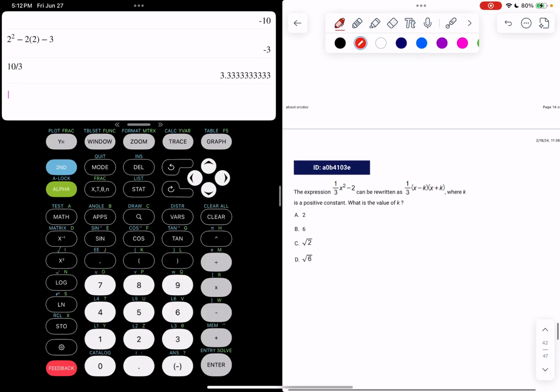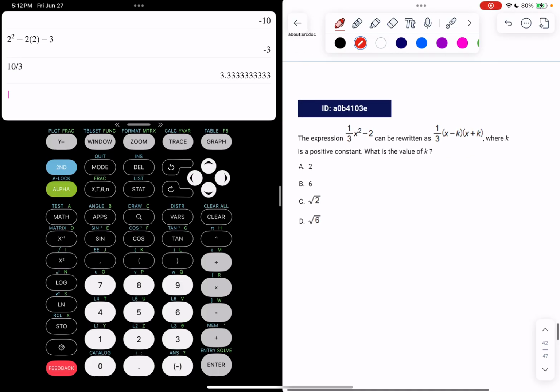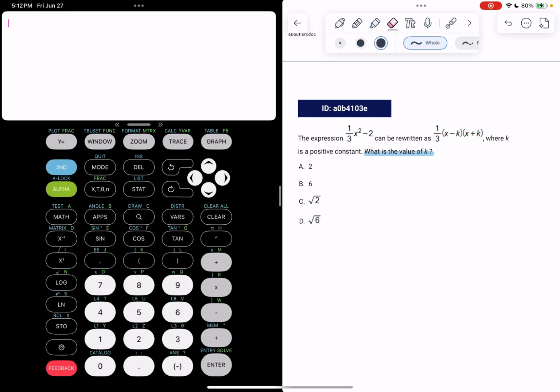Let's take a look at the next one. We have this expression, 1/3 x squared minus 2, can be rewritten as 1/3 quantity x minus k times quantity x plus k, where k is a positive constant. What is the value of k? Well, they give us a bunch of options, so I think we can just back solve this one. So let's try it out.